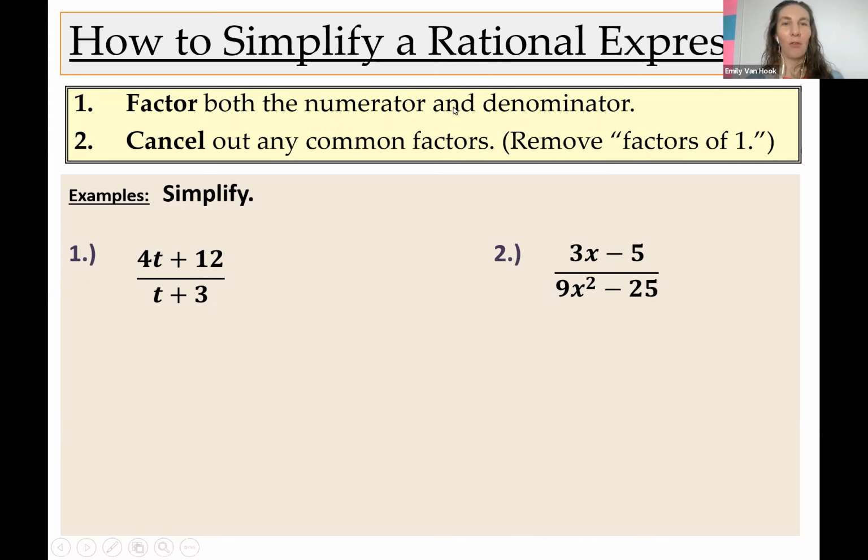Here's number 1, 4t plus 12 over t plus 3. Some of the most common errors with problems like this is people start crossing things out that they really shouldn't. If you're noticing, for example, the 4t and the t, and maybe it feels like, can I cross out those t's? No, you cannot. Can I cross out the 12 and the 3, because 12 divided by 3 is 4? No, so don't do any kind of canceling until you factor.